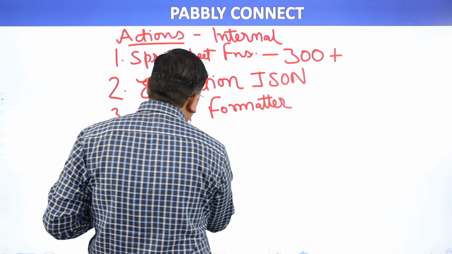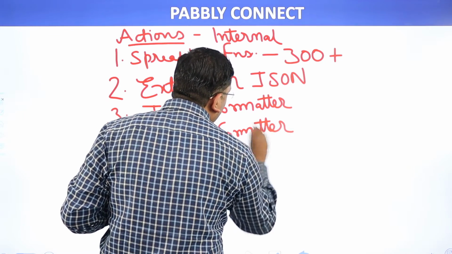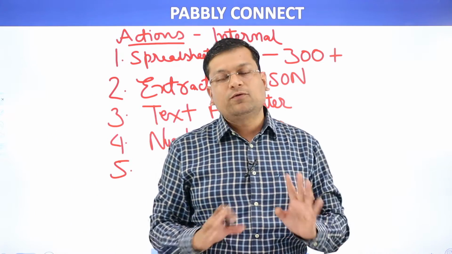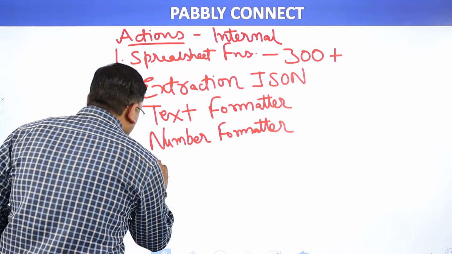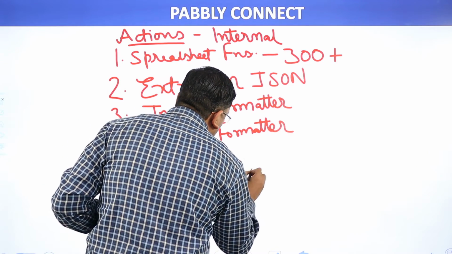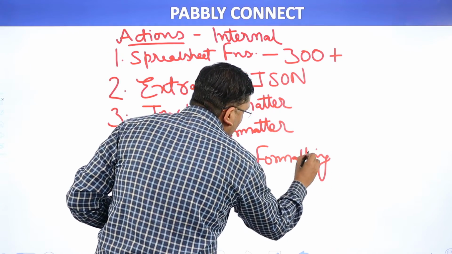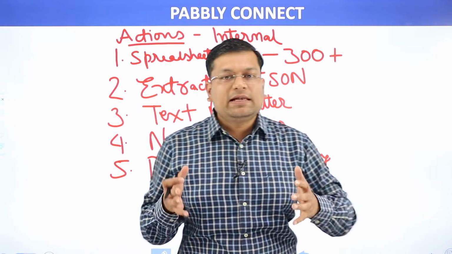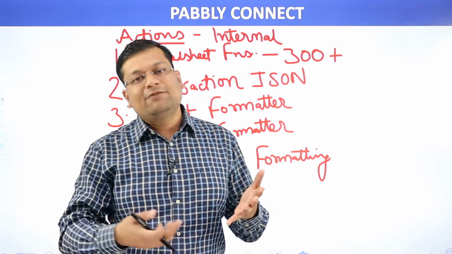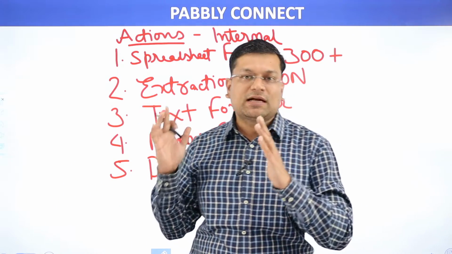Apart from that, number formatter. Inside number formatter, again, we have a lot of functions, and they are all free. You can use them anytime and any number of times within your workflow, and they will be completely free. Also, we offer date time formatting. The date time formatting option allows you to add or subtract any number of days from a given date. For example, if today is 10th of January and you want to add 5 days to it, it will become 15th of January. Those kinds of addition and summation functions are completely free.